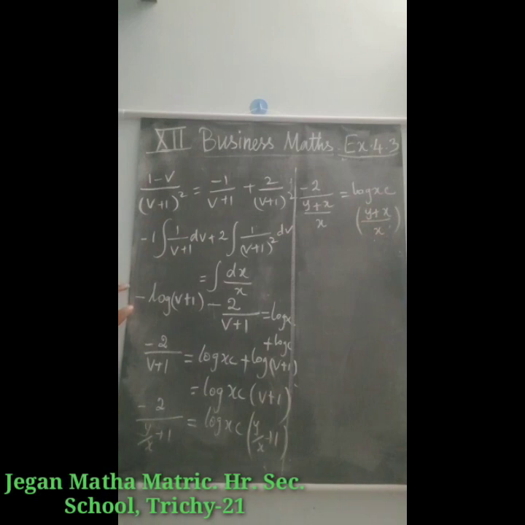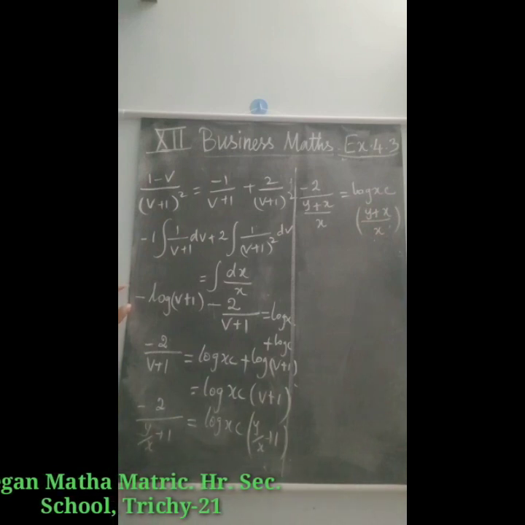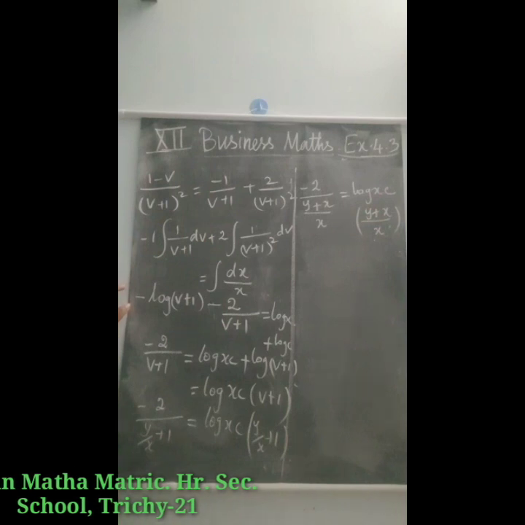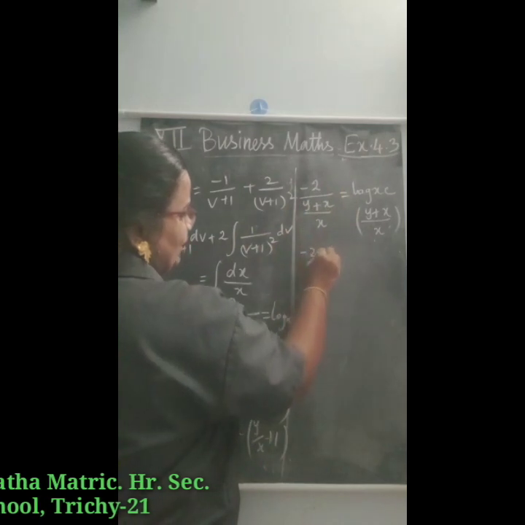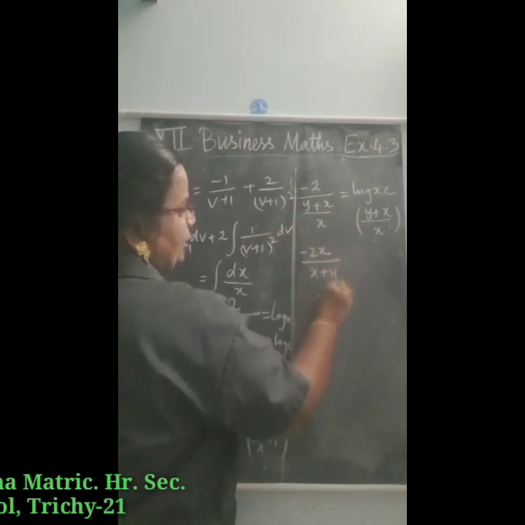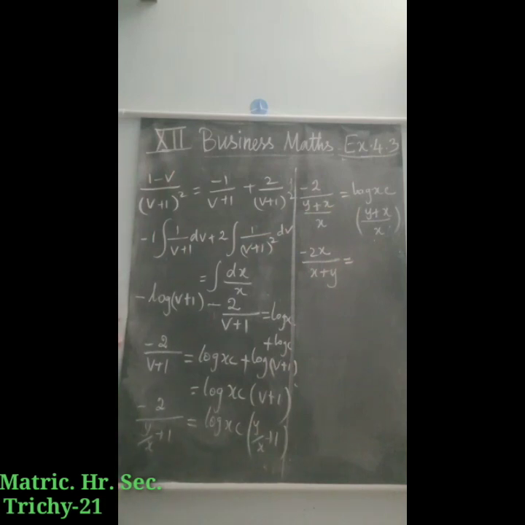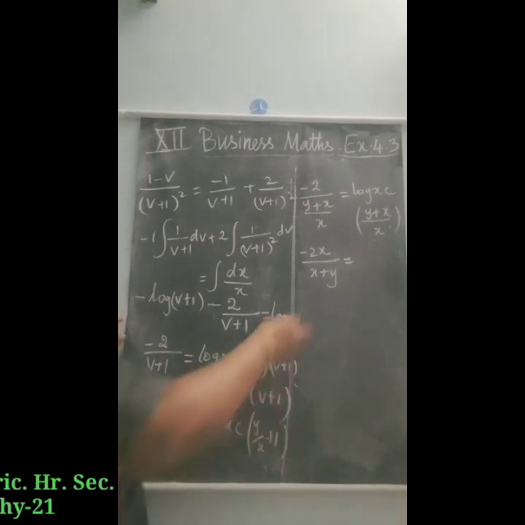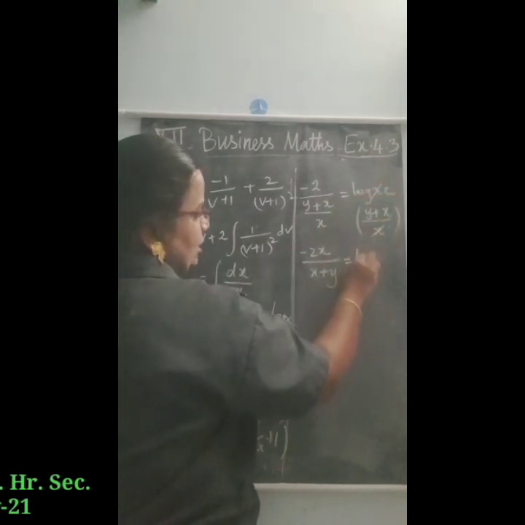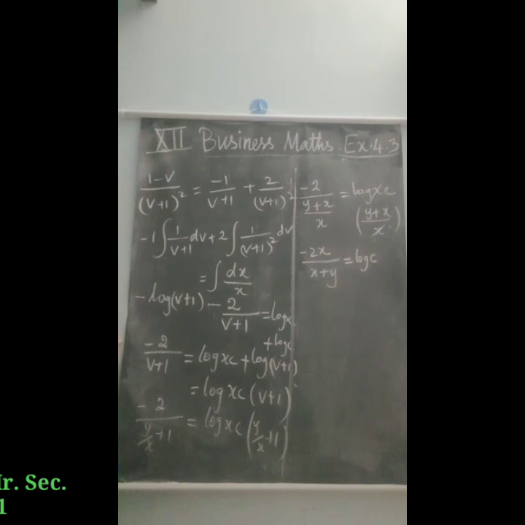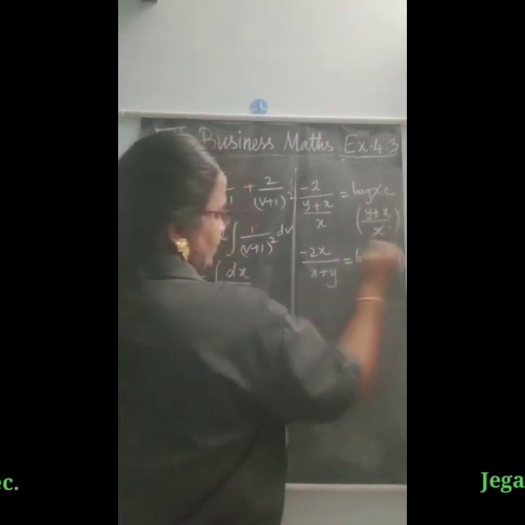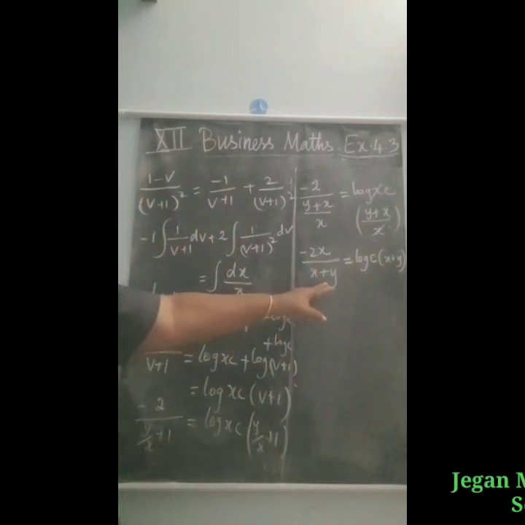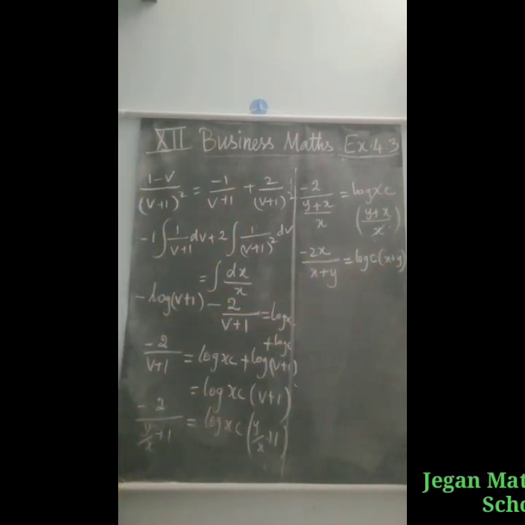We have to take this, because it goes into the reciprocal, so minus 2x divided by (x plus y) is equal to log xc. Again you have to see, x and x cancel. Here x and x cancel. So log c into (x plus y). This goes into the reciprocal. So minus 2x divided by (x plus y) is equal to log c into (x plus y).